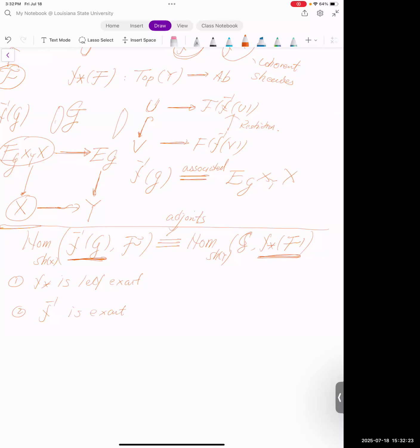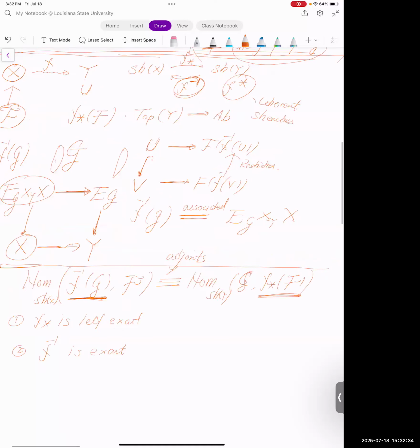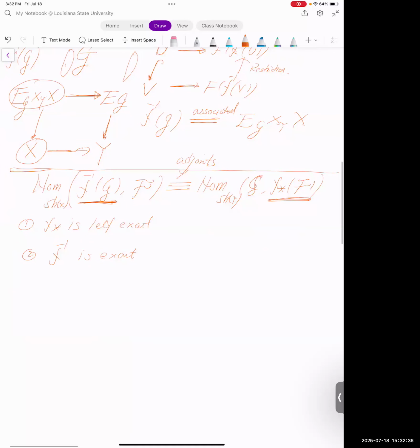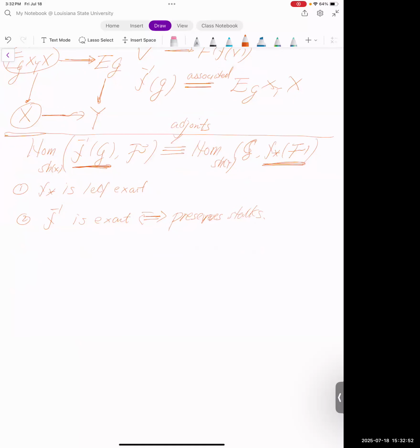The reason it's more than right exact is that, as I said, if you view this pullback as an Étale space product, you don't need to change the fibers. Keeping fibers just means that it preserves stalks or fibers. Okay, so this is what I was trying to show, the functoriality of sheaves.